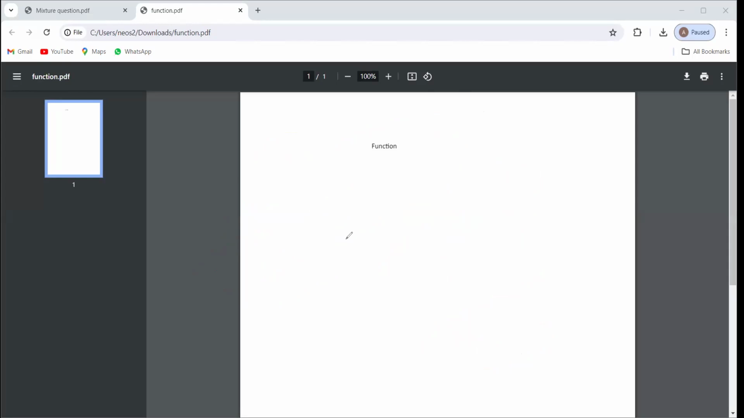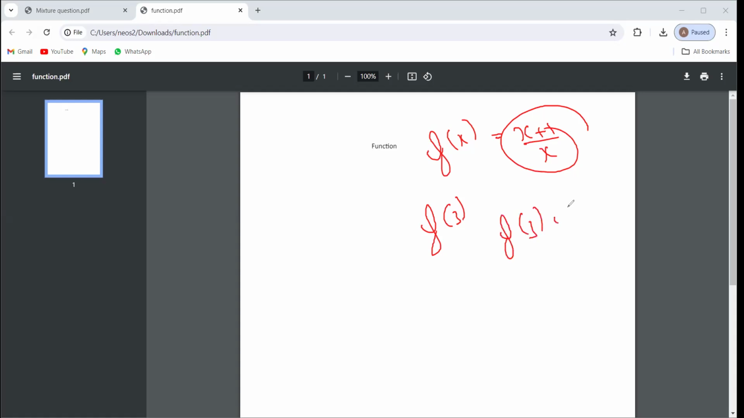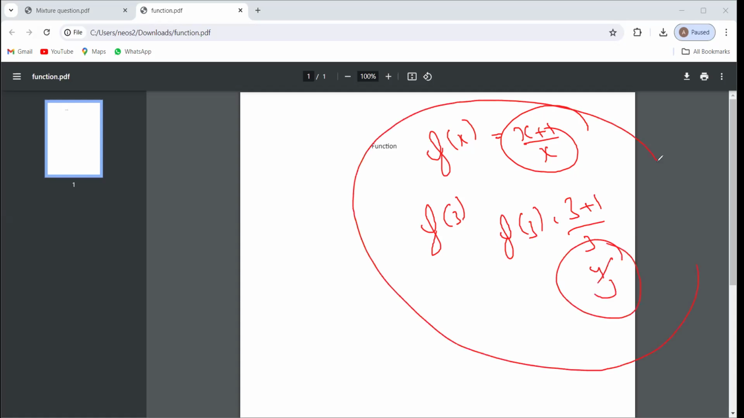For example, if I'm asking you find f of 3, and f of x is x plus 1 by x, right? So what will be f of 3? Directly value डाल दो. 4 by 3, right? This is the definition of f of x, right? Function जो होता है वो होता क्या? This is something term, right? We have read quadratic. So quadratic में what is the f of x is equal to what? ax square plus bx plus c, right? ठीक है?